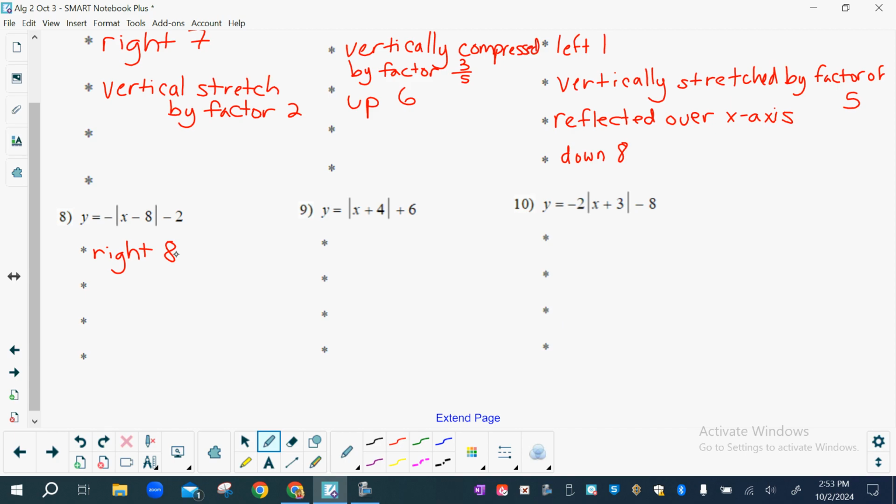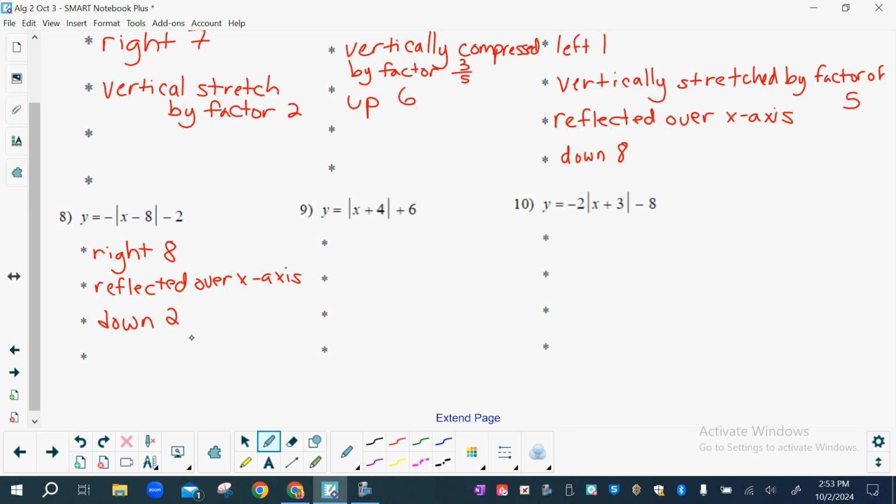No stretch on this one, because this number is just like a -1. So if you want to say mirrored over the x-axis, you can say that also. And then what does the -2 do? Down 2. The only thing that could be switched in the order on this one would be the reflection over the x-axis and the right 8.